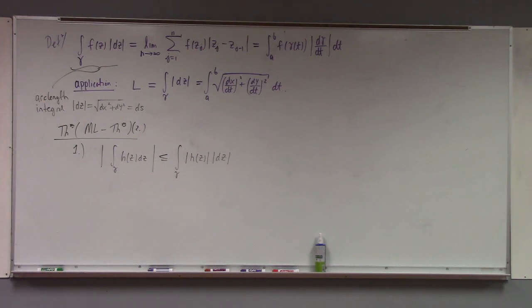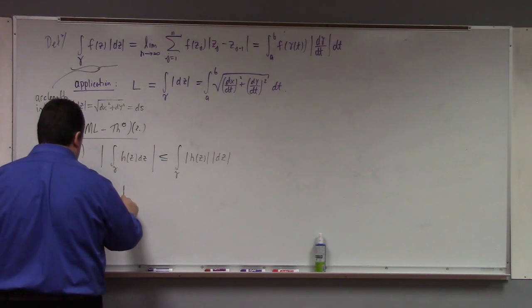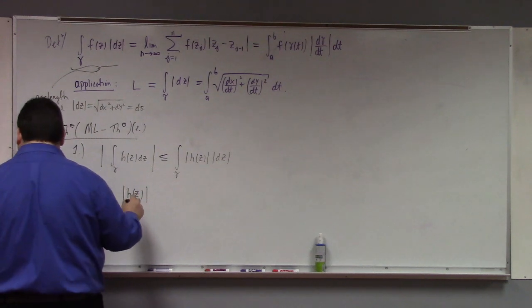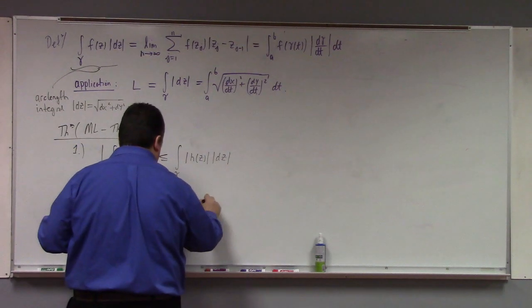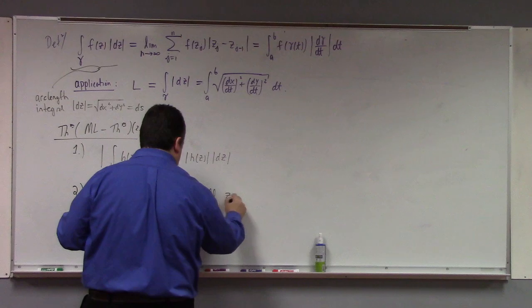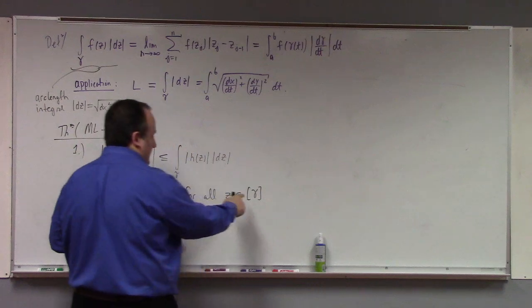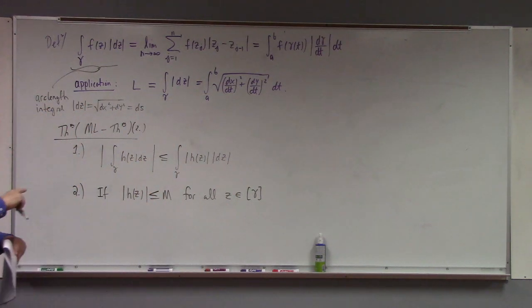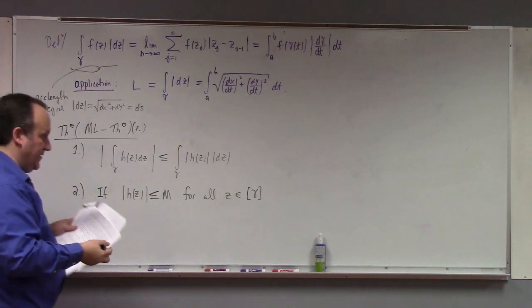And the thing which is surprisingly useful is what follows next. If you have that the modulus of h of z is bounded above by M for all z in this notation here, guys, this is the notation I called the trace before today. I called it gamma of [a,b]. It's the set of points that are on the path, the actual point set that gamma is parametrizing.